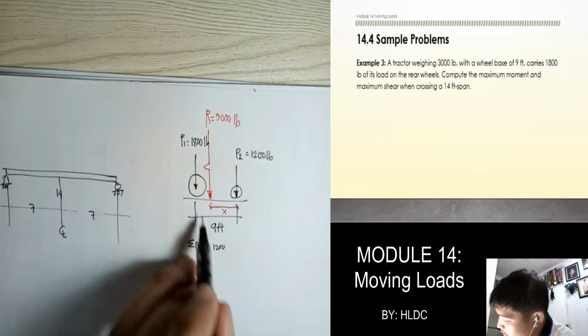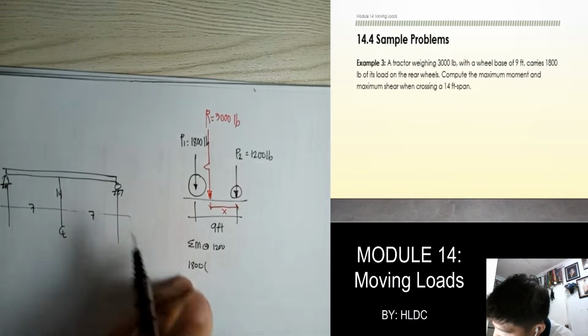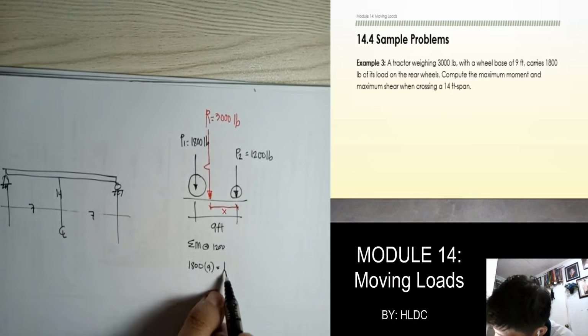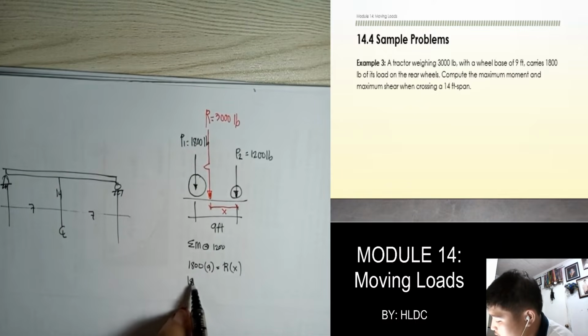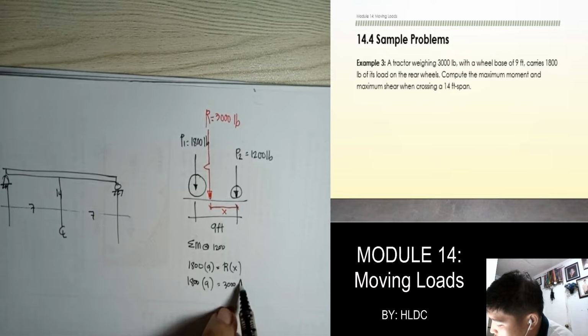Gawin natin, moment natin itong P1. So, 1,800, the moment arm sa P2 is 9, while yung resultant, ang moment arm niya is x. Okay, so 1,800 times 9 is equal sa 3,000 times x.